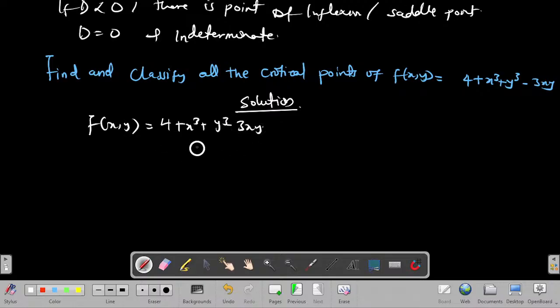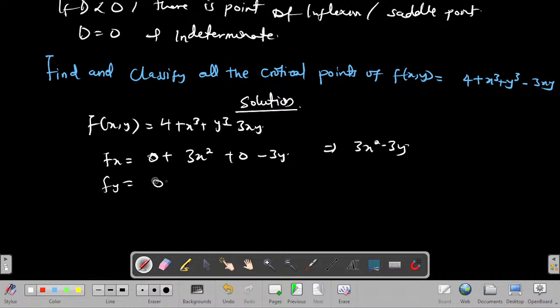So we need the fx. What's the fx? The first derivative: this will be 0, this will be 3x squared, this will be 0, and this will be minus 3y. So our first derivative fx is 3x squared minus 3y. Our fy is going to give us 0 plus 0 plus 3y squared minus 3x, giving us 3y squared minus 3x. These are our first derivatives, and we know the critical point comes from equating them to 0. So we equate this to 0, and we equate this to 0, to find the critical point.